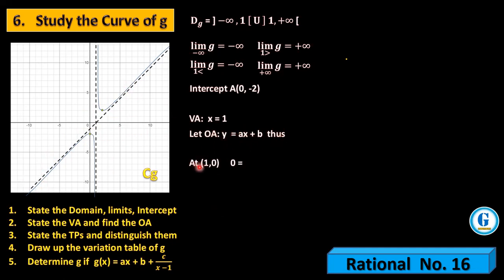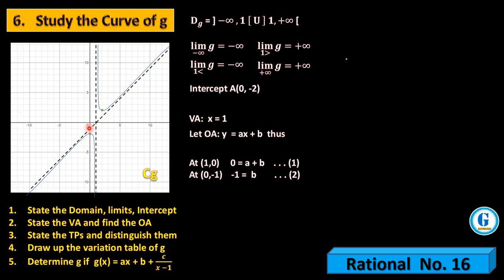So we have to solve for a and b. I am talking about the oblique asymptote itself, not the curve, because we are looking for its equation. It passes through the point where x equals 1 and y is 0. Substituting, 0 equals 1 times a plus b, so a plus b is 0.